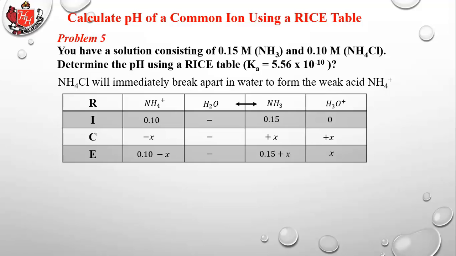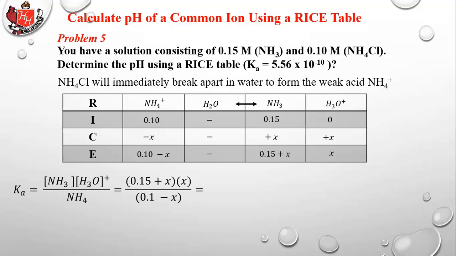Okay, so we're going to go ahead and write our law of mass action. There it is, and we're going to plug in the algebraic expressions. So convince yourself that those are correct. Products on the top, right side on the top, reactants left side on the bottom. Okay, of course, we can use the simplifying assumption now. And that gives us the actual Ka that we have up above in the question, 5.56 times 10 to the negative 10th equals 0.15x over 0.1. Now we solve for X.